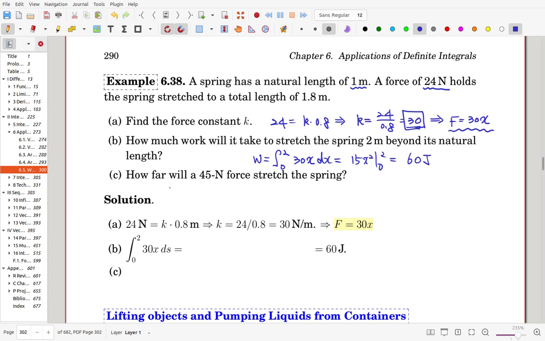How far will 45 Newton force stretch the spring? Okay, that's 45, and we already know that the spring constant is 30, and then now the amount to be stretched is x. So from here now, we have x equal 1.5. That's the final answer. Okay.